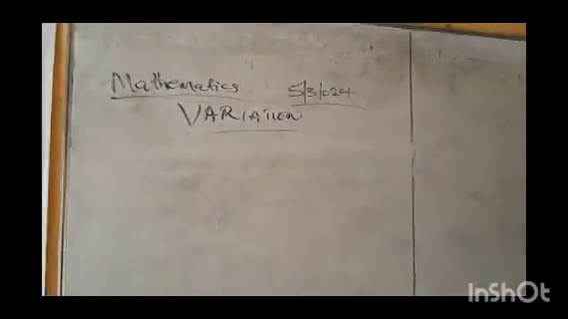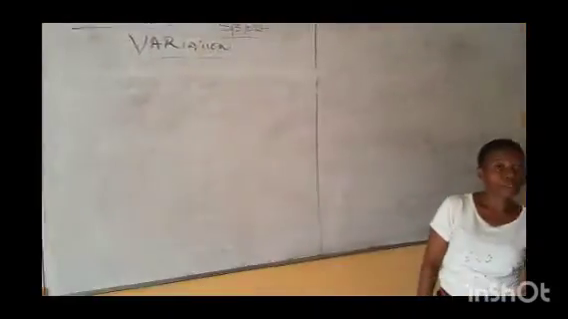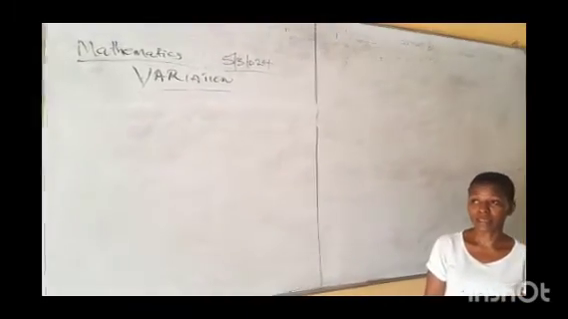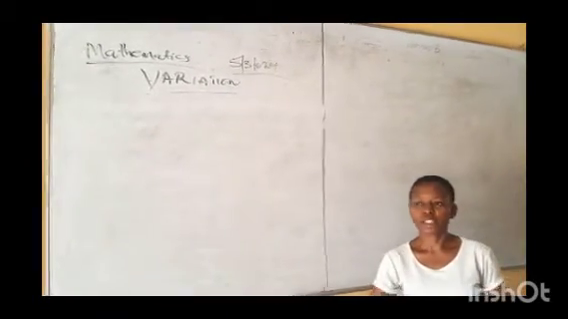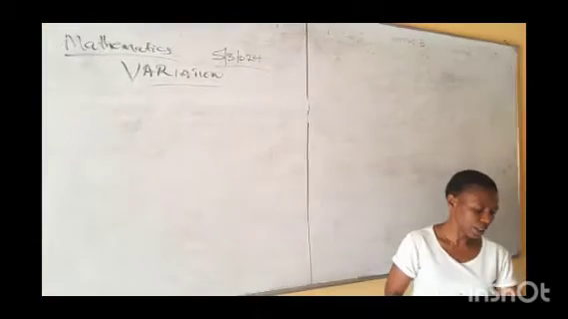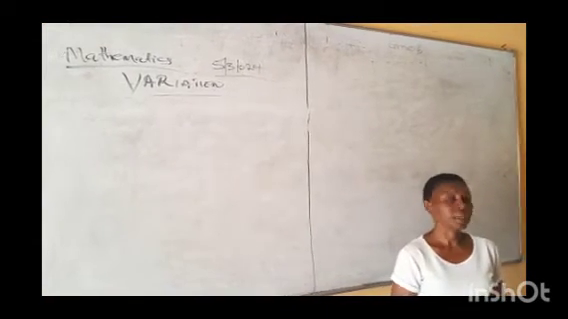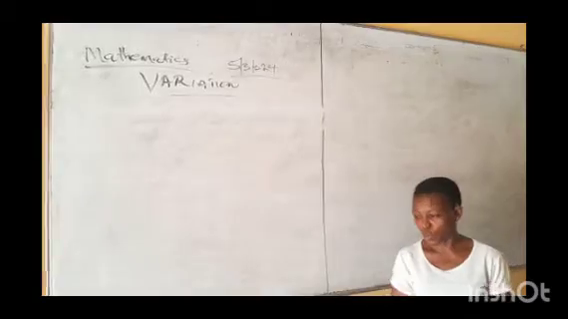Okay? That is variation. When we talk about variation, variation is a branch of mathematics that shows the relationship between quantities.